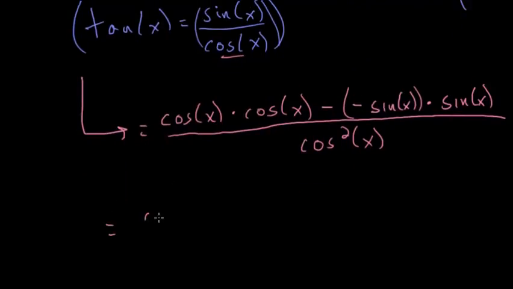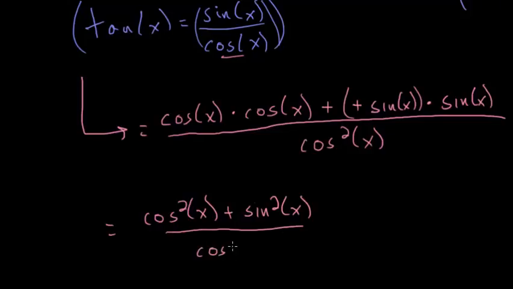Cosine times cosine we can rewrite as the cosine squared of x. Minus minus becomes positive, and we have sine of x times sine of x. So plus sine squared of x, all divided by the cosine of x squared. And the cosine squared of x plus the sine squared of x is simply equal to 1. So we can replace that with 1. We have 1 over the cosine squared of x.